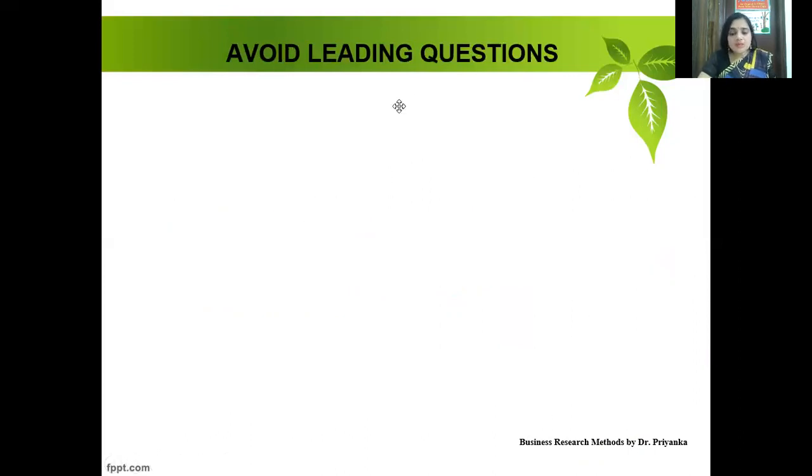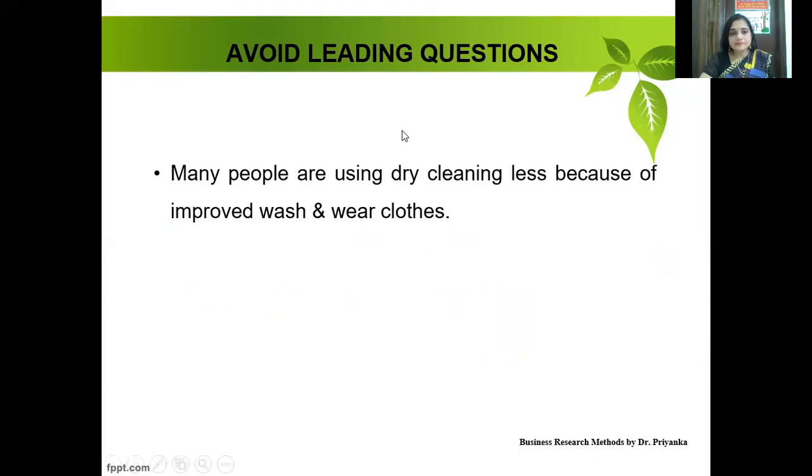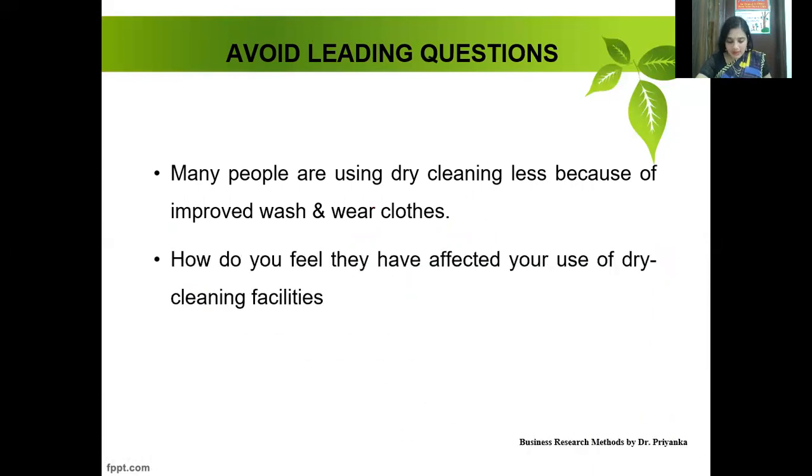Avoid leading questions. How would you avoid them? Many people are using dry cleaning less because of improved wash and wear clothes. How do you feel they have affected your use of dry cleaning facilities? How would you answer this? Suppose you are asked this kind of question, then how would you answer this?